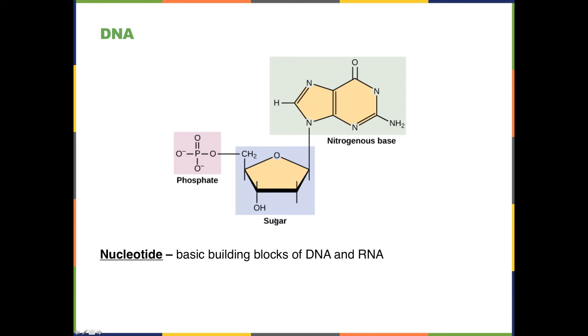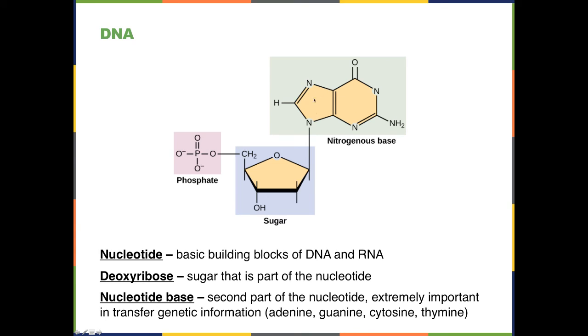The first piece is the deoxyribose sugar, which is right here in the middle. And this is the sugar part, and it acts as the middle part of the molecule. Also attached are these nucleotide bases, also known as nitrogenous bases, obviously for all the nitrogens that are on there. And there are actually four of these: adenine, guanine, cytosine, and thymine. Thymine in DNA and uracil in RNA.